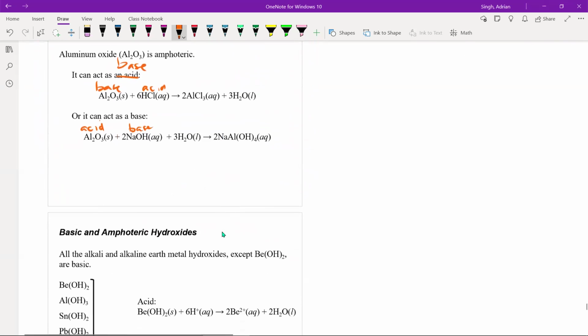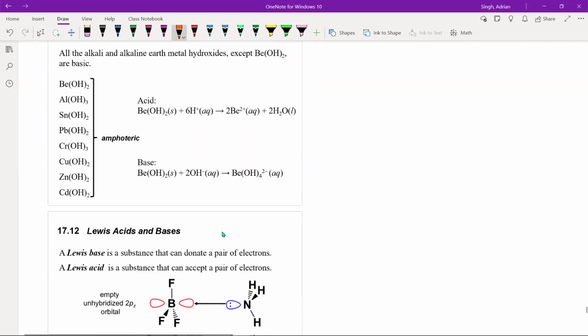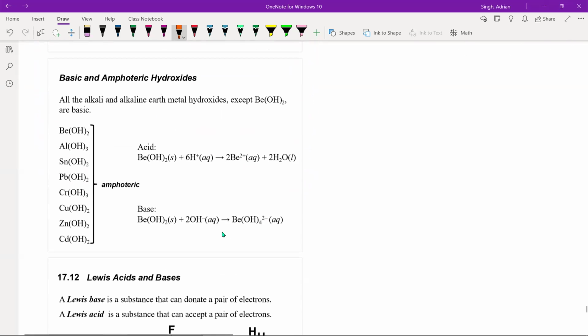The hydroxides, also all of the alkali and the alkaline earth metal hydroxides. So alkali metals, these are in group 1. So lithium, sodium, potassium, rubidium, cesium, etc. And then the alkaline earth, these are in group 2. Okay, so things like magnesium, calcium, strontium, barium, those are basic, with the exception of beryllium hydroxide.